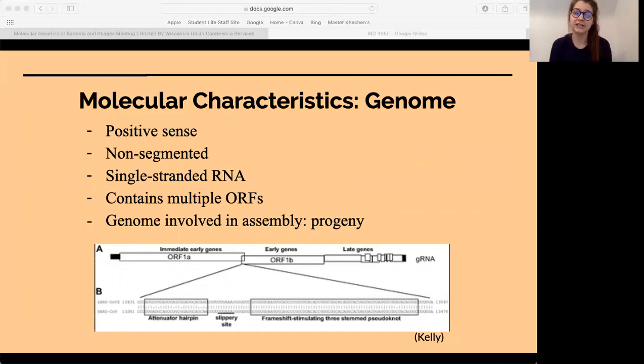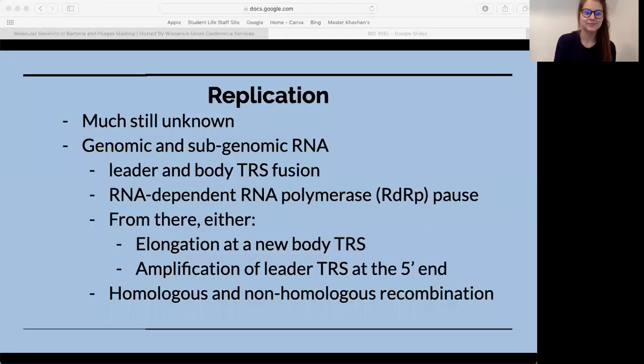The genome also contains multiple open reading frames, a lot to be translated, and then the genome is involved in assembly. One of the papers pointed this out because the progeny genomes are incorporated into progeny virions. So with the generations being passed on and spread. We'll go into the replication now a little bit more in depth. Much about it is still unknown. This is an area of potential study to learn more about coronaviruses, or even specific coronaviruses such as SARS-CoV-2, especially right now. It has genomic and subgenomic RNA.